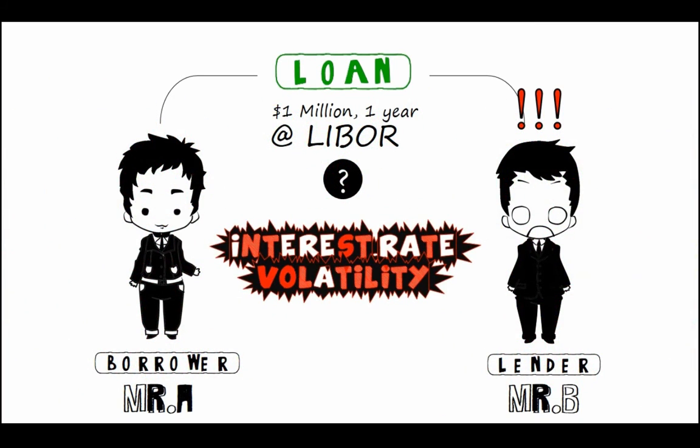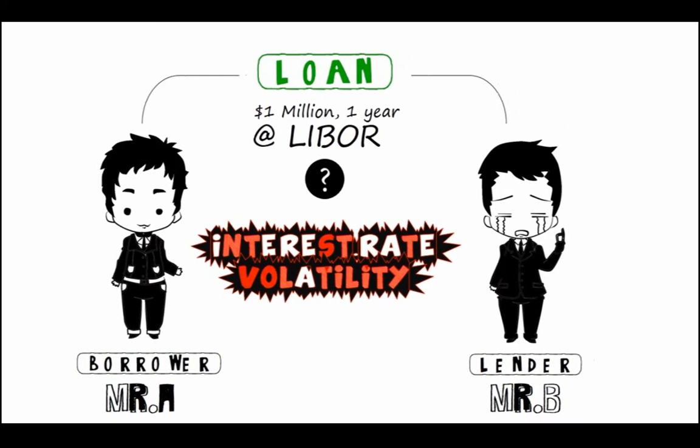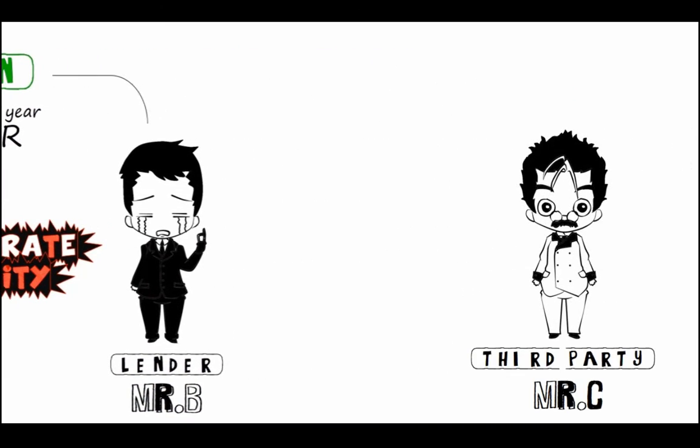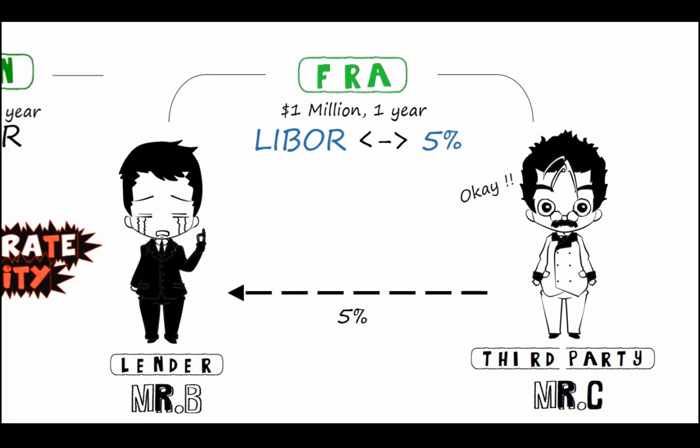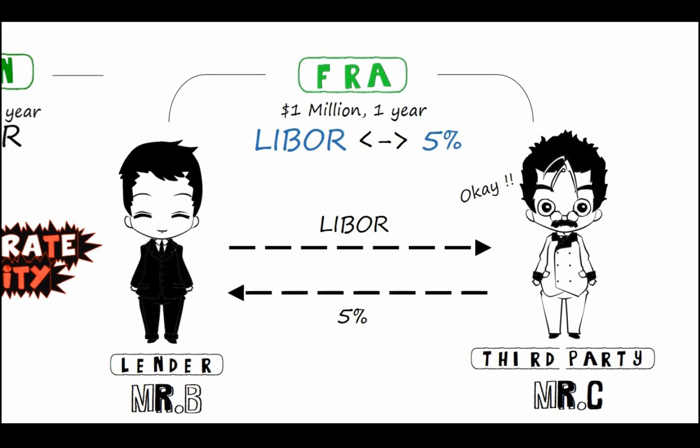To hedge this risk, Mr. B invites Mr. C to join a 1 year FRA contract with 1 million notional amount. Mr. C said, okay, he accepts the deal, where he will pay Mr. B 5% fixed rate and Mr. B will pay him LIBOR rate. And Mr. B now becomes happy.